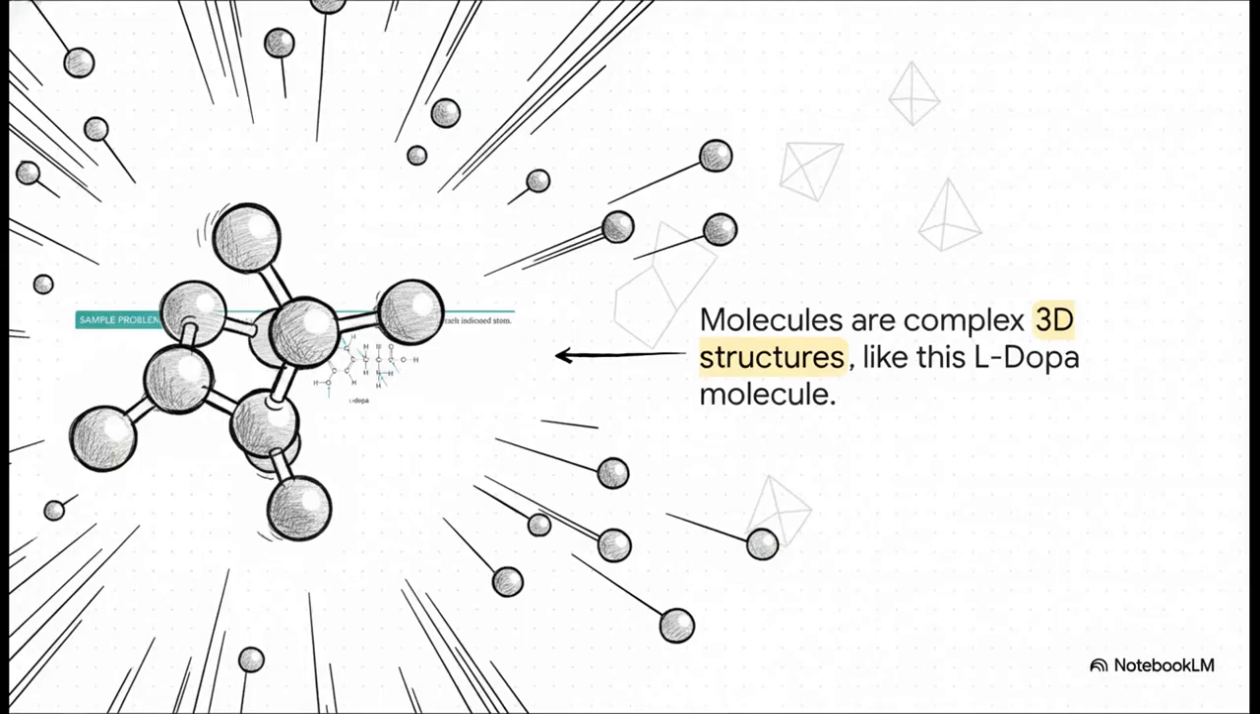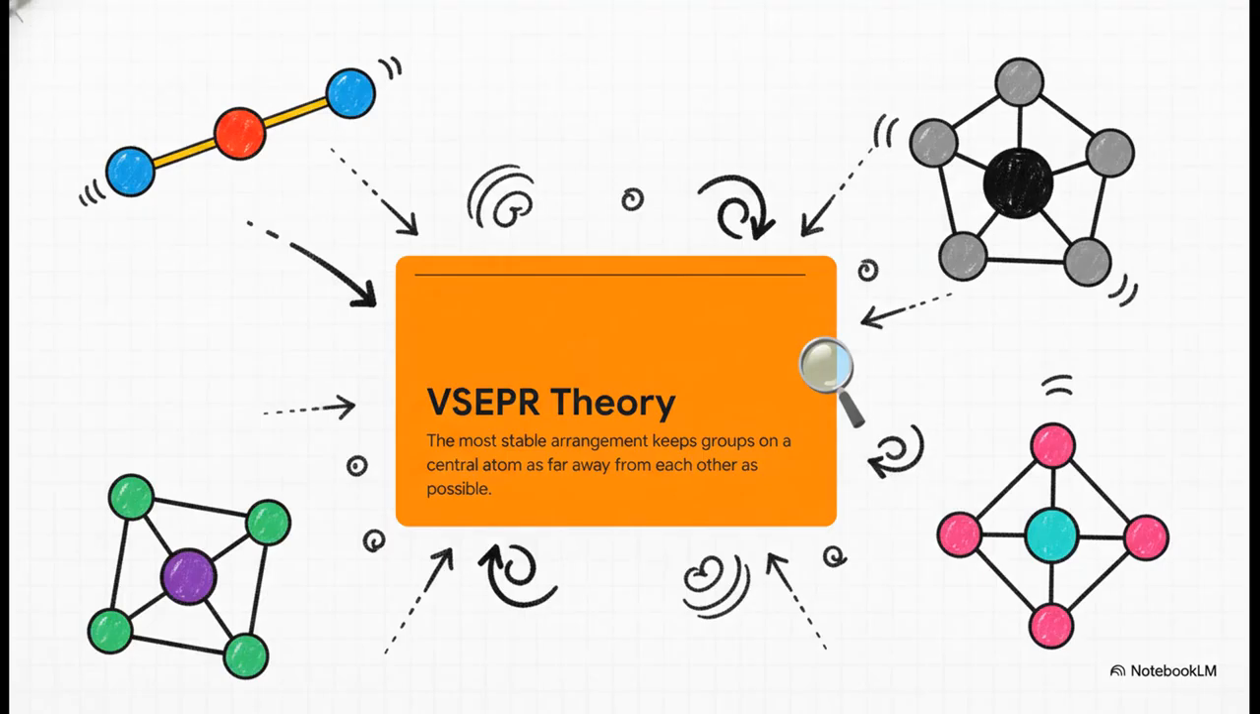Yeah, those flat connect-the-dots things are just, well, a shortcut. The reality is that molecules are these incredible, complex 3D structures. Take L-DOPA, for instance. This thing is used to treat Parkinson's disease. Its shape is everything. And what's wild is that all these complex shapes are basically governed by one super simple rule. And that rule is called VSEPR theory. Yeah, I know, the name is a total mouthful, but the idea behind it, it's beautiful.